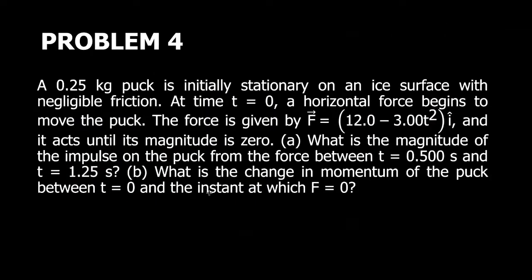For problem number 4, a 0.25 kilogram puck is initially stationary on an ice surface with negligible force, friction. At time t equals 0, a horizontal force begins to move the puck. The force is given by F equals 12 minus 3t squared along the x-axis, and it acts until its magnitude is 0. For letter A, what is the magnitude of the impulse on the puck from the force between t equals 0.5 seconds and t equals 1.25 seconds? And letter B, what is the change in momentum of the puck between t equals 0 and the instant at which F is equal to 0?